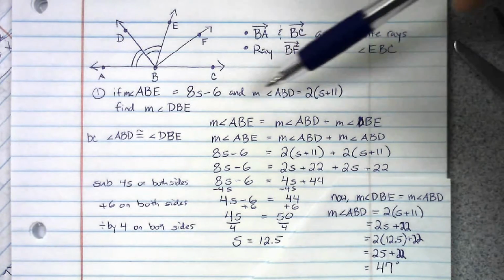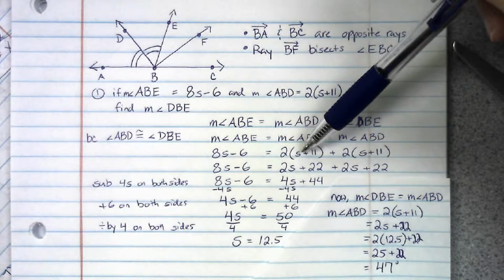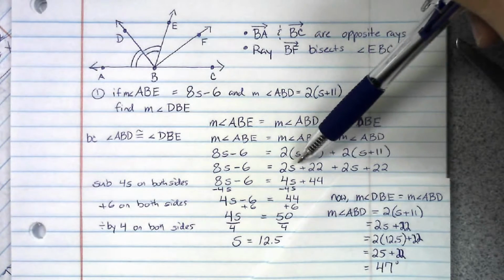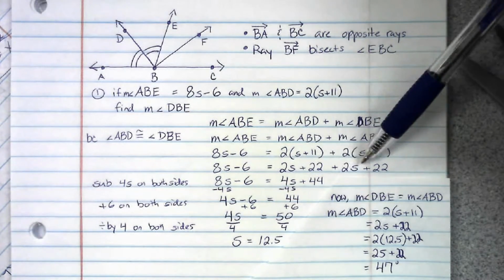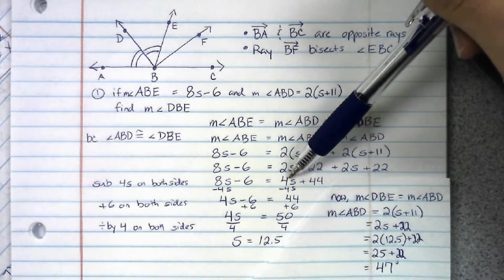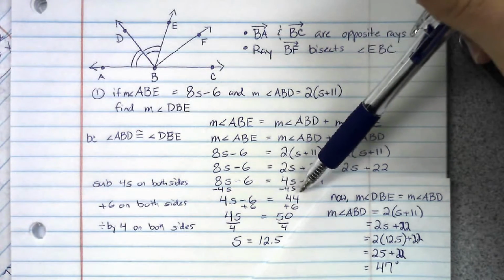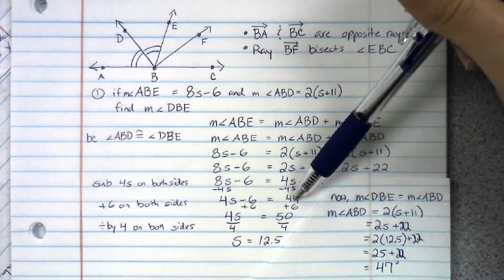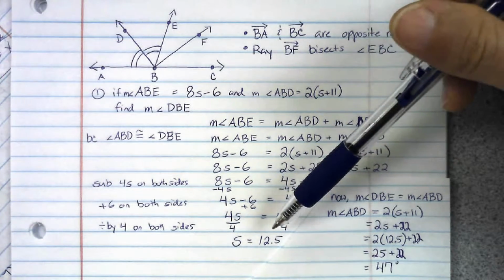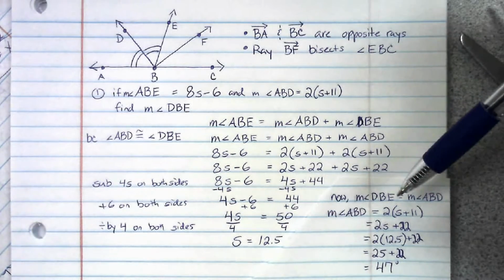Now filling in the algebraic expressions that we were given, we have 8s minus 6 equals 2 times the sum of s plus 11 plus 2 times the sum of s plus 11. Use a little distributive property, we get 2s plus 22 plus 2s plus 22, and simplify that to 4s plus 44. We're going to remove 4s from both sides, and that's going to leave us with 4s minus 6 equals 44. Now we're going to add 6 to both sides. We end up with 4s equals 50. Divide both sides by the coefficient, and we find that s equals 12.5. Now we're still not done.